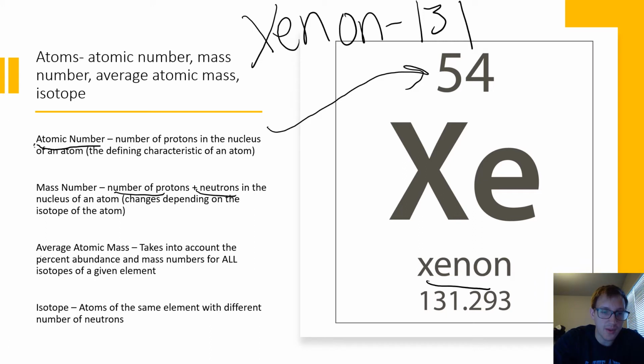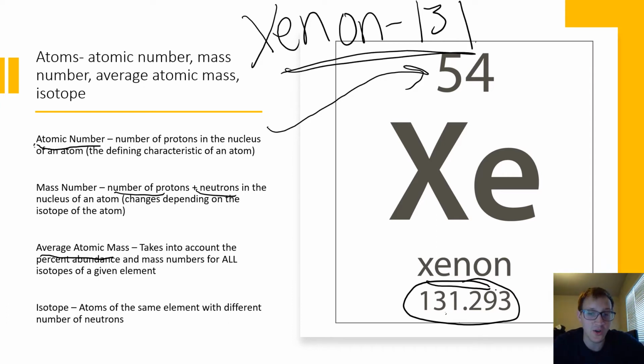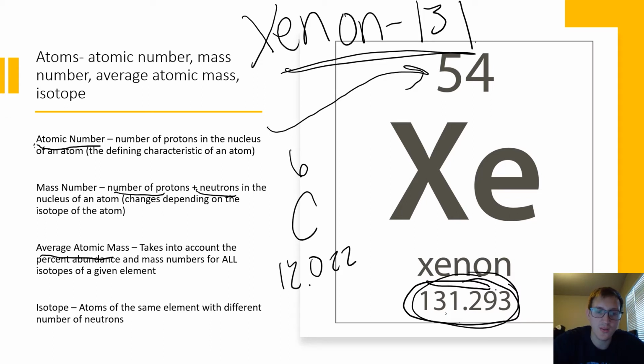Okay, the average atomic mass shows up right here at the bottom. This takes into account the percent abundance and mass numbers of all isotopes of the given element. This one right here is telling me that xenon 131 is the most common isotope of xenon because this number is closest to 131. Okay, and that works for all of them. So carbon will have one that says this, and I think it's like 12.022 or something like that. That tells me that carbon 12 is the most common isotope of carbon.